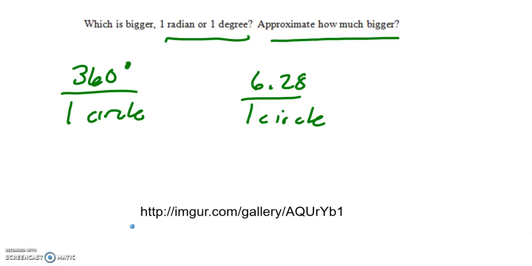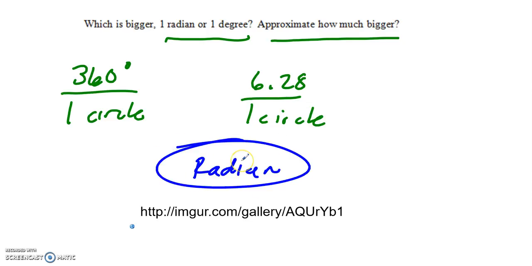Well, I'm interested in what you thought. Do you think that a radian is larger, or do you think that a degree is larger? In the end, I came to the conclusion that a radian is larger, because it takes 360 degrees to get around one circle, but it only takes 6.28 radians. So that means that these are way larger than a degree.